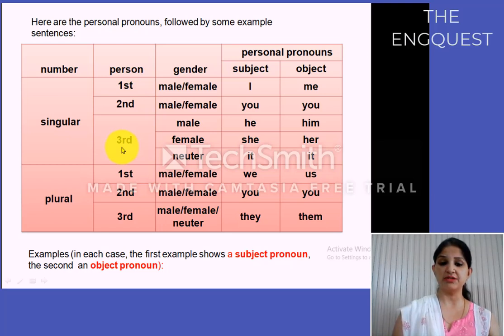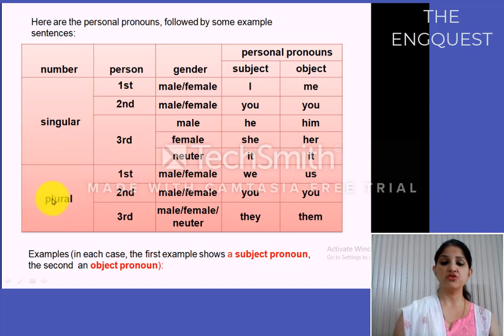Let's move on to the third person. Third person is the person about whom we are talking. Third person can be a male, a female, or a neuter gender. For a male, in the subject we use he, whereas in the object we use him. For a female, in subject we use she, whereas in the object we use her. And for the neuter gender, in the subject we use it and in the object also we use it.